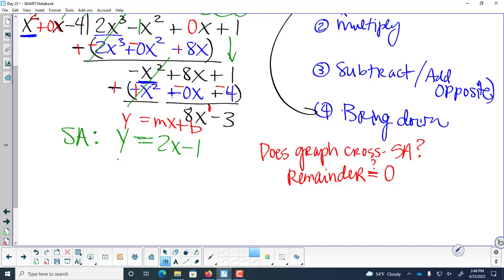So we could try: is 8x minus 3 ever going to be equal to 0? It is, right? 8x equals 3, so x equals 3/8. So that's where it would cross on our graph, if we're going to do the graph. Just for fun, I wanted to show you a faster way.